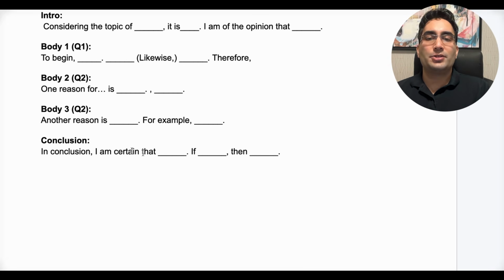In conclusion, I'm certain that, repeat your opinion here, and now this is your suggestion sentence. It starts with if, so that you get your mark for the complex sentence. If da-da-da, then da-da-da. So if the world starts to do this, then this would be the result. So that's your way of saying the world should basically do this.